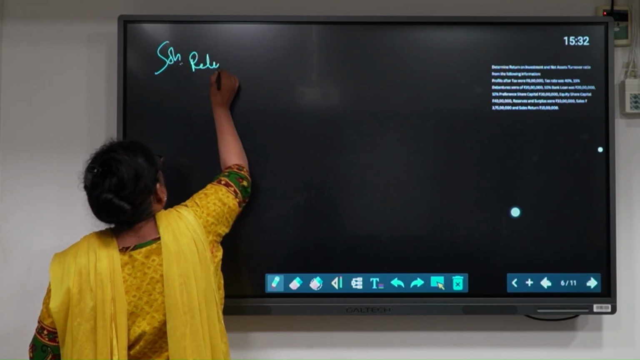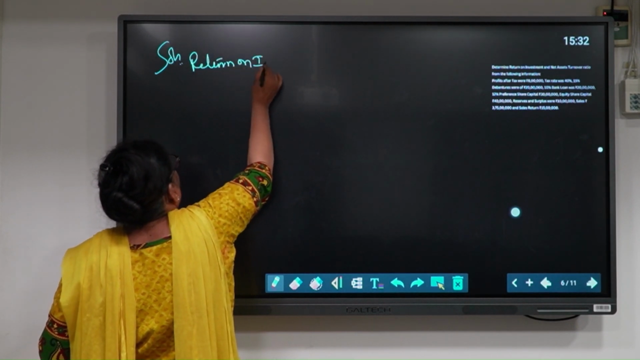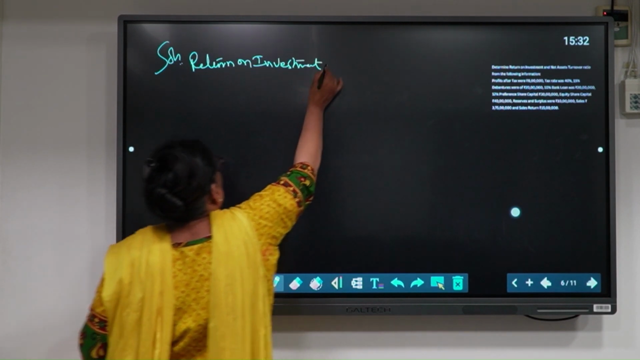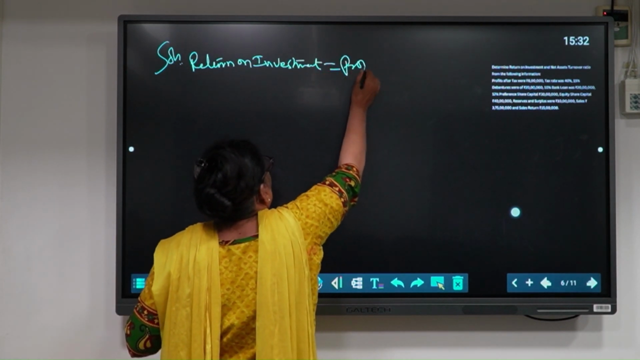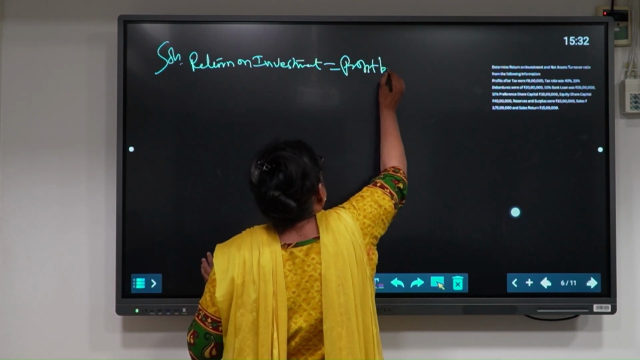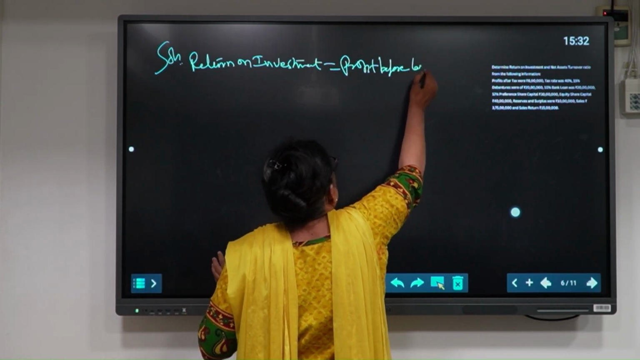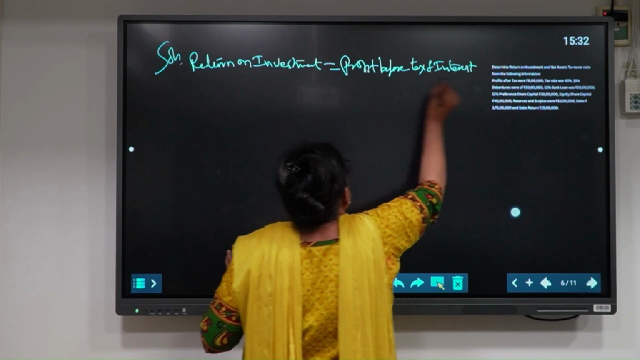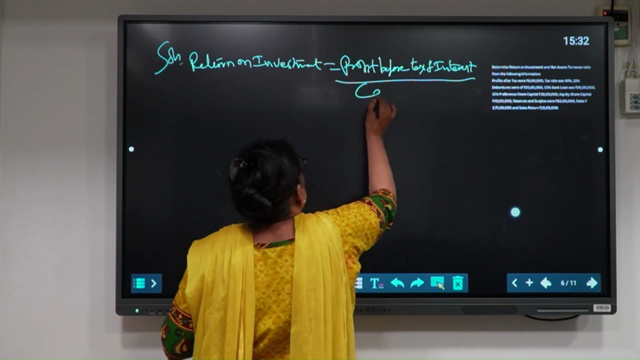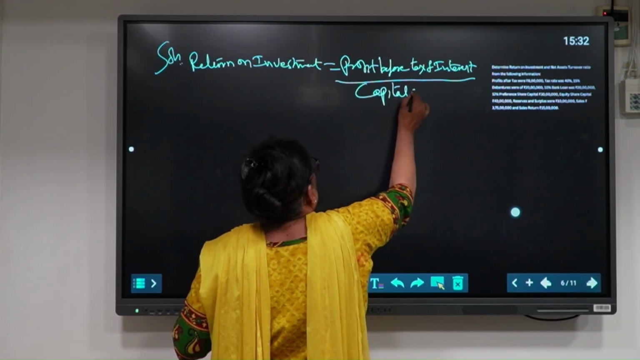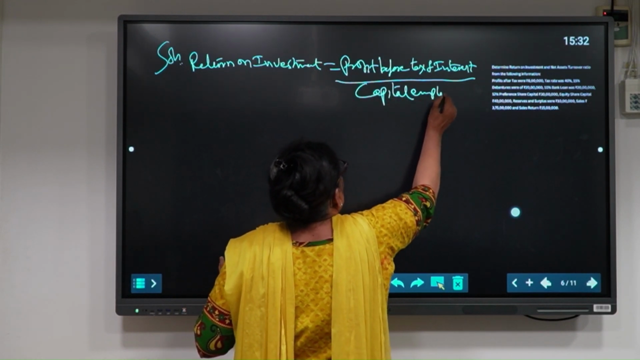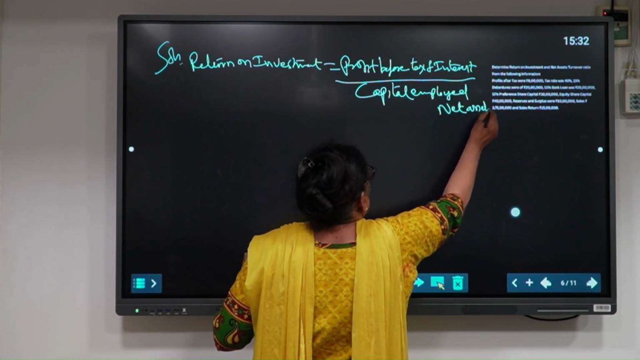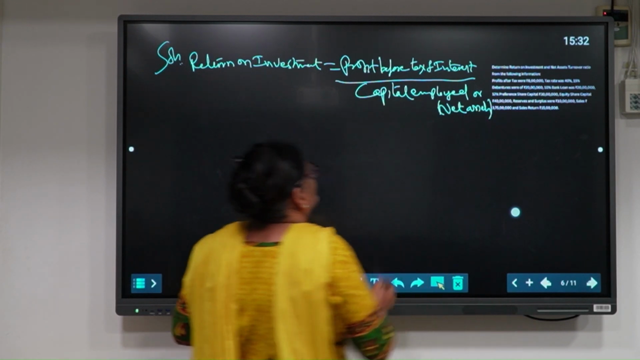Return on investment. What is the formula for this? Please remember, profit before tax and interest, very important, interest on loan and debenture, divided by capital employed, or it is also known as net assets. Fine, the formula is this.